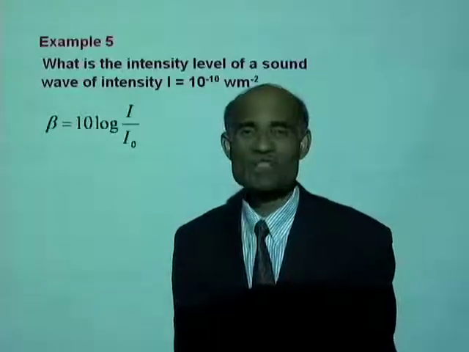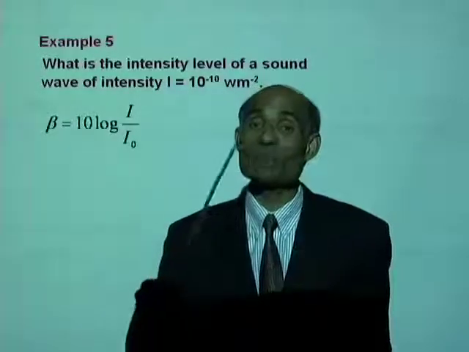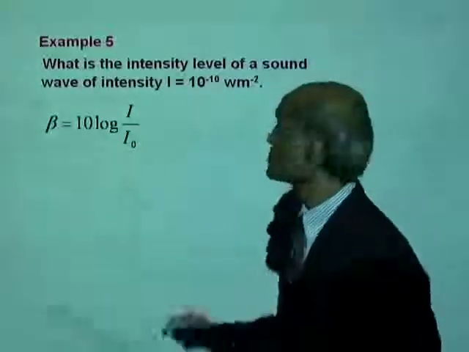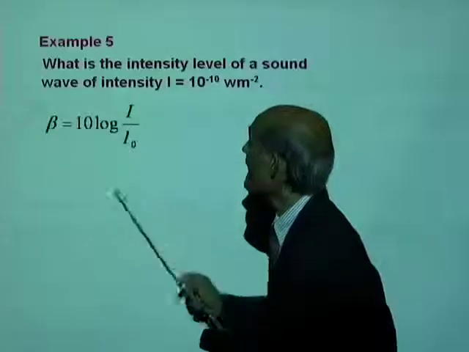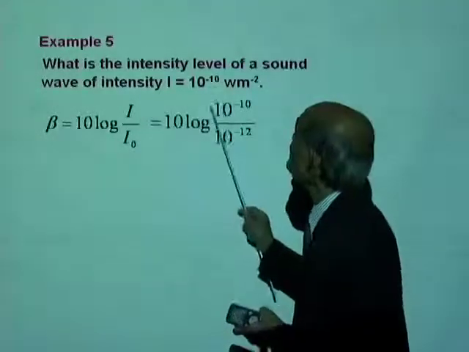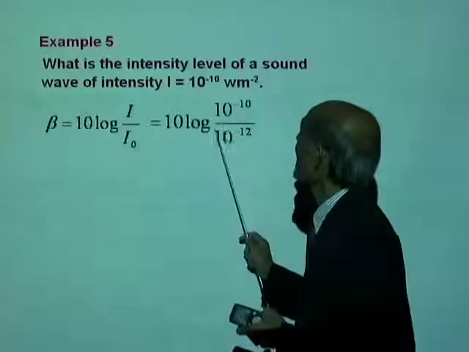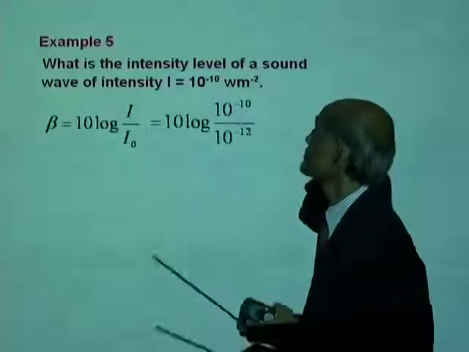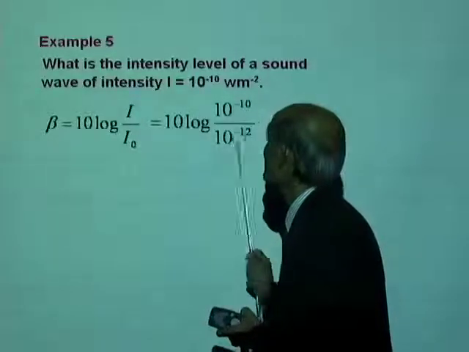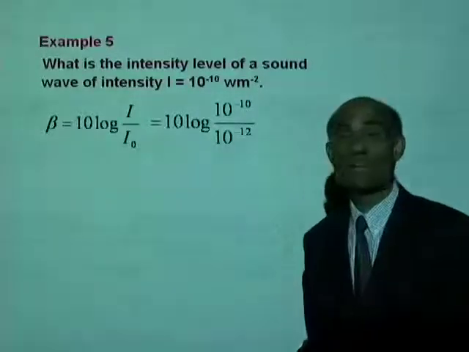What is the value of I0? It is 10 to the power of -12 watt per meter square. So use the values of I and I0. That will be 10 log, I is 10 to the -10, I0 is 10 to the -12. Now what is 10 to the -10 divided by 10 to the power of -12?